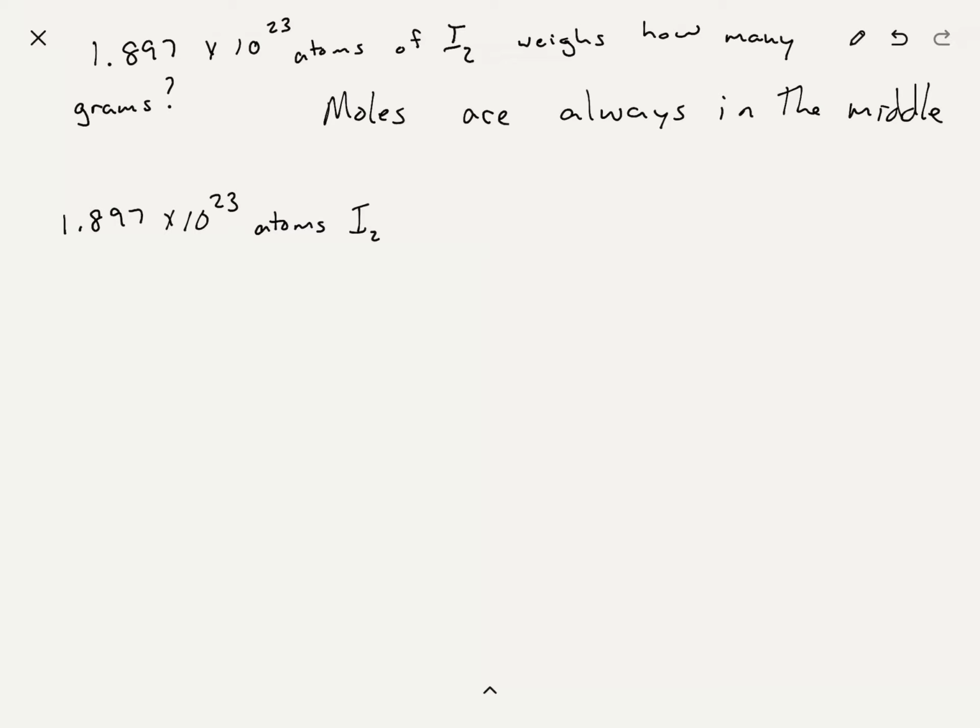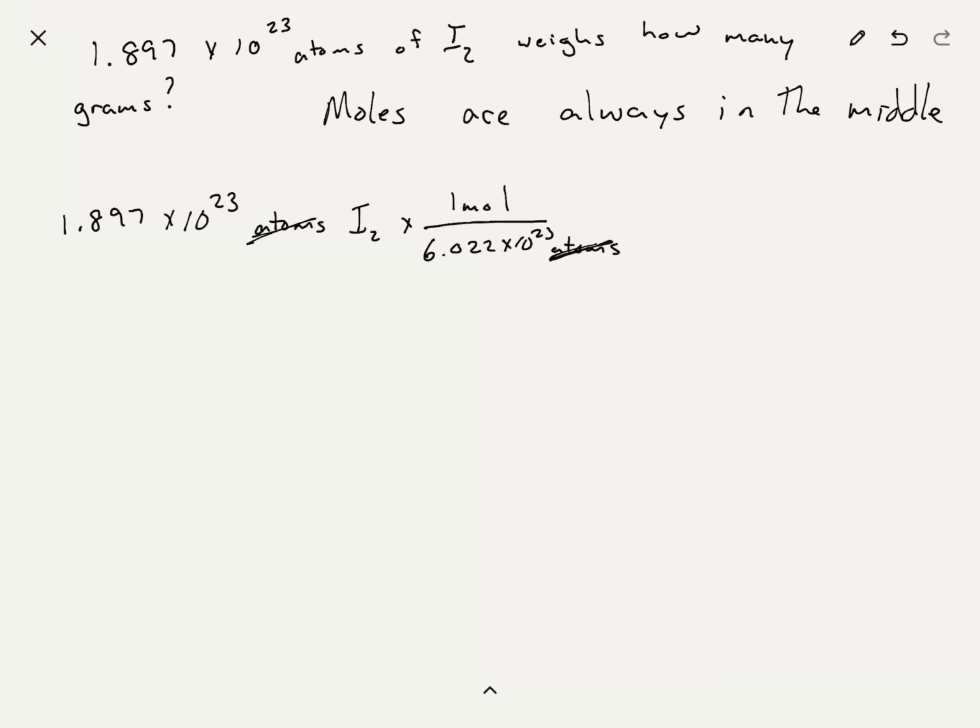And we want to know how many grams of iodine we have. The first thing we have to do is figure out how many moles of iodine. So we're going to take this and use Avogadro's number. We're going to say that 1 mole, because that's what we want, goes on top, over 6.022 times 10 to the 23rd atoms. Now our atoms will cancel out, and we will see that we have moles now.